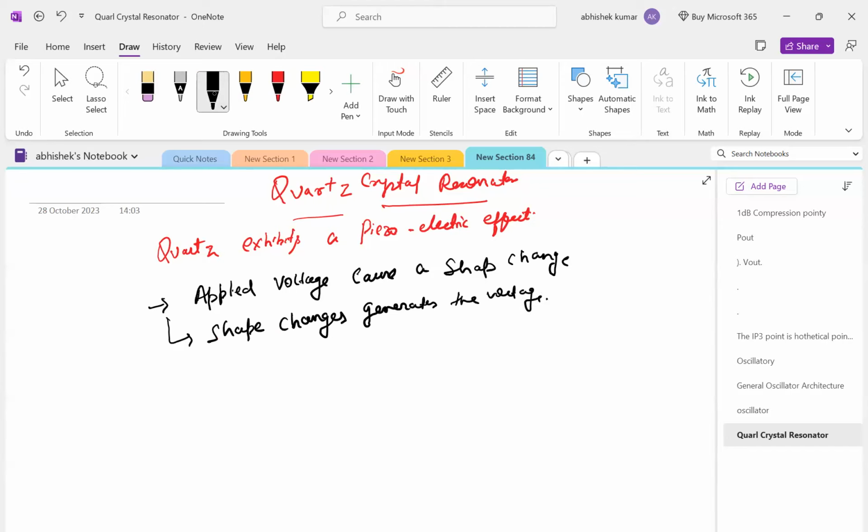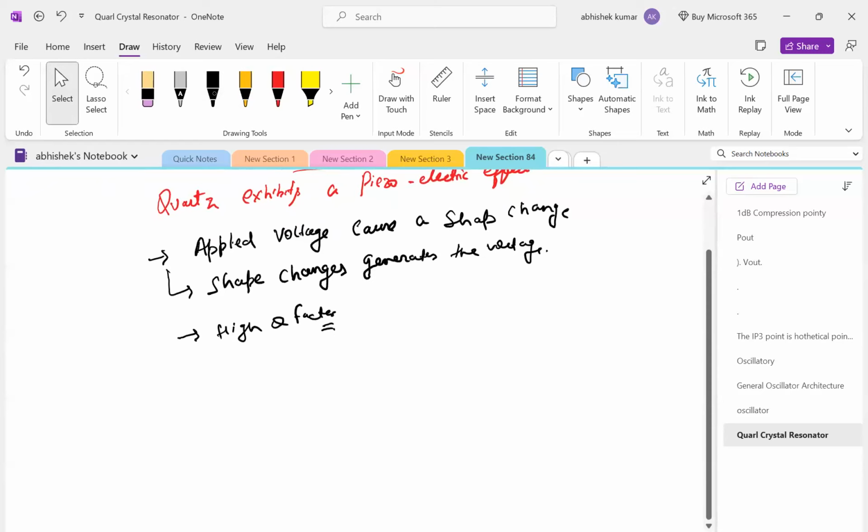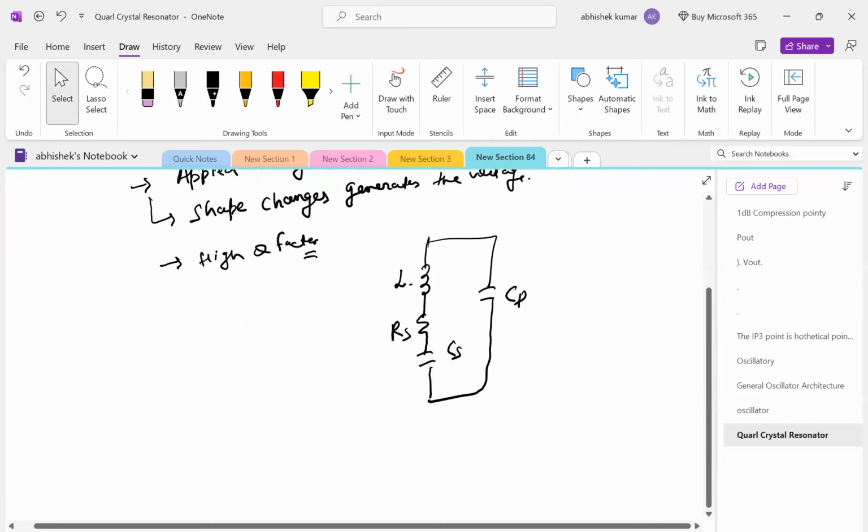Okay, and it has a high quality factor, high Q factor. Okay, these have a high Q factor, and this diagram has L, R S, C S, and C P. We can have series resonance and parallel resonance also.